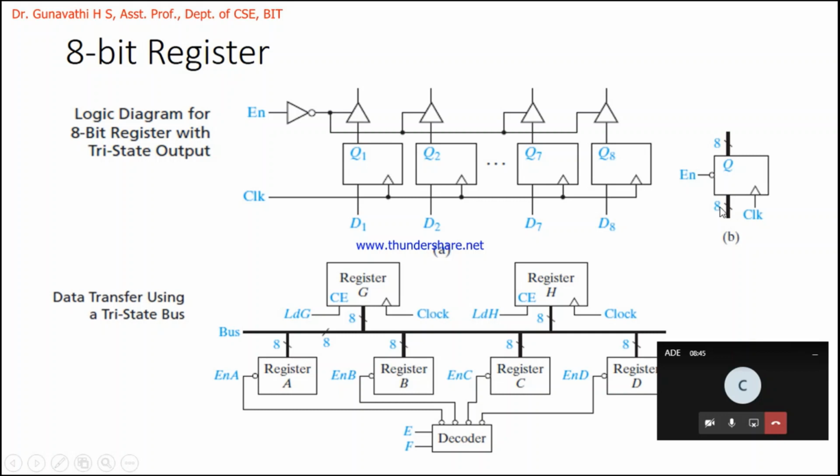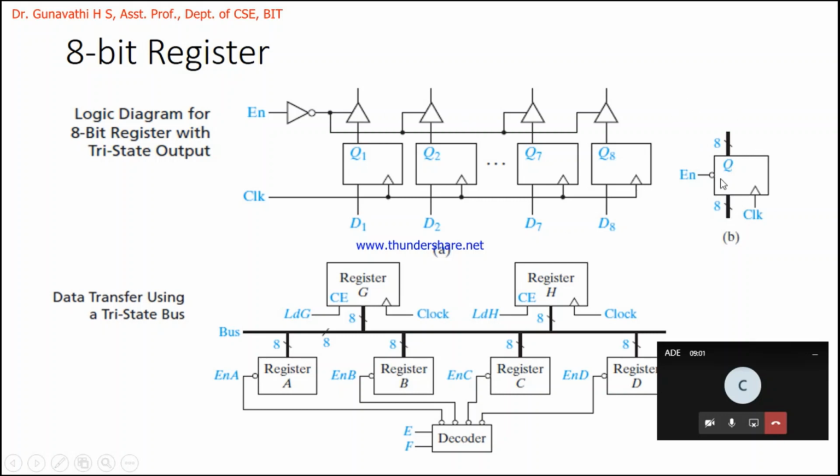Here you can observe the thick line with a cross mark. It indicates 8 lines. Again, thick lines with cross marks indicate 8. It's a symbolic representation of this register.